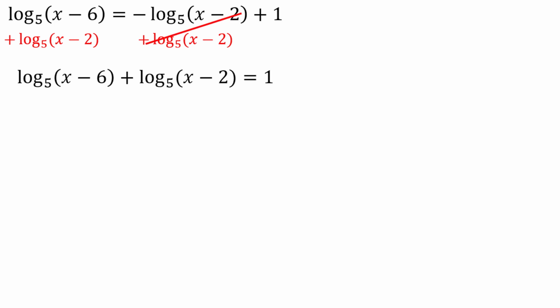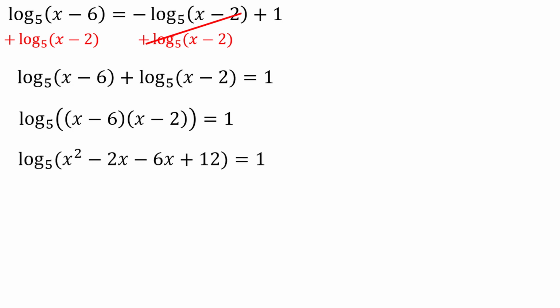We have log base 5 of x minus 6 plus log base 5 of x minus 2 is equal to 1. Since we have two logs added, we can combine them into one log that has an argument that is the product of the arguments of the two logs. We have log base 5 of x minus 6 times x minus 2 is equal to 1. Let's FOIL out the argument.